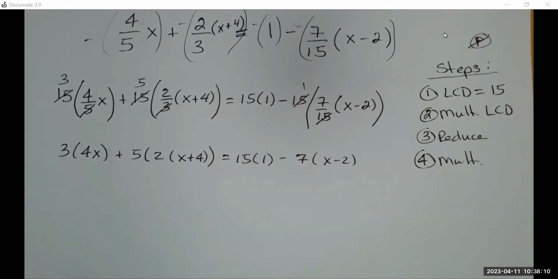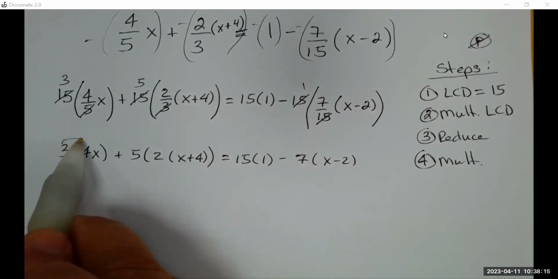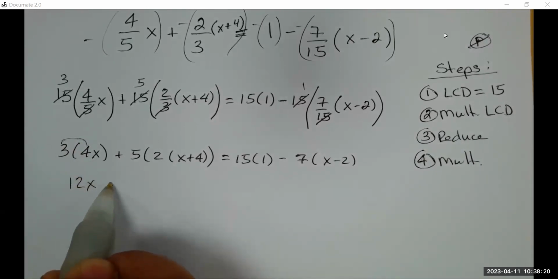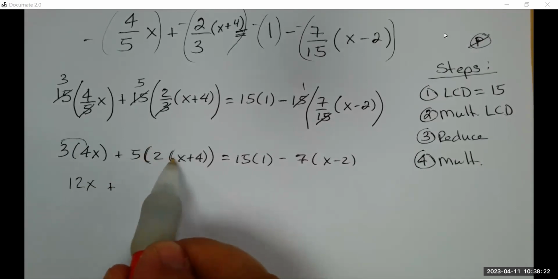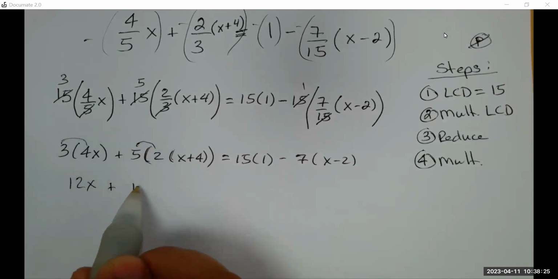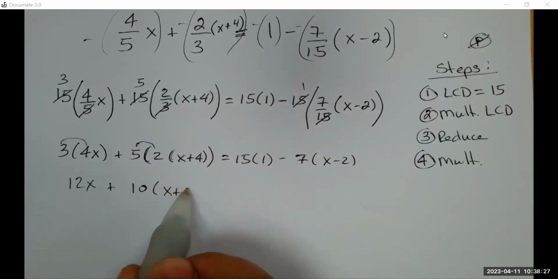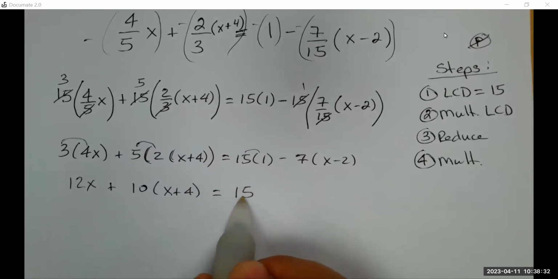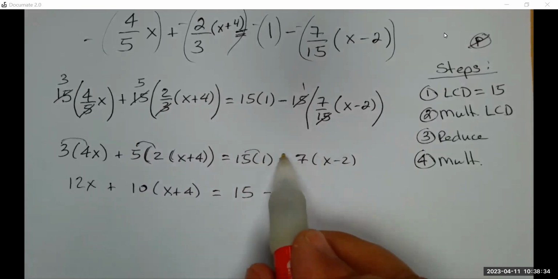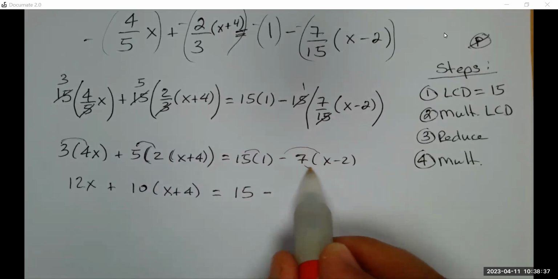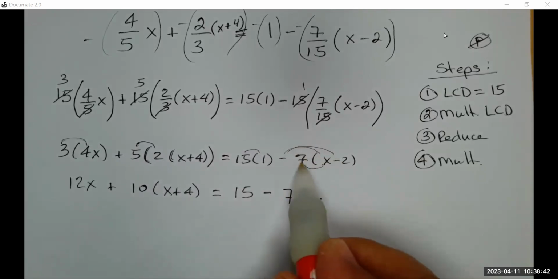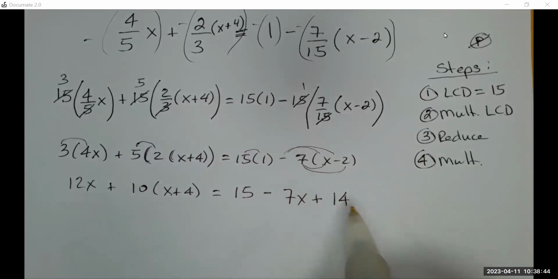Fourth step is multiply to get rid of the parentheses. Three times 4 is 12x. We have 2 sets of parentheses here, so 5 times 2 is 10, x plus 4. 15 times 1 is 15. Negative times positive is negative, 7x. Negative times negative is a positive. 7 times 2 is 14.